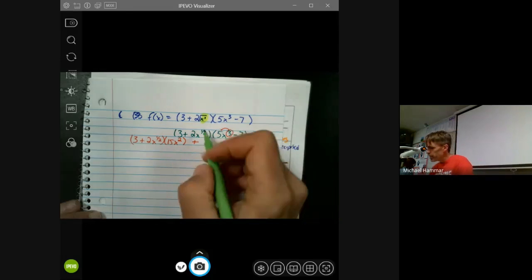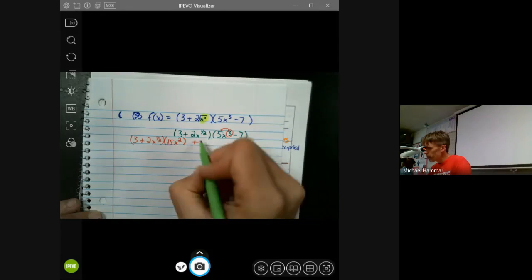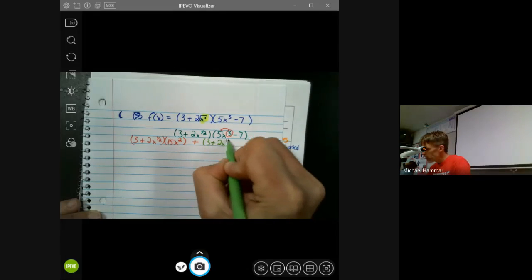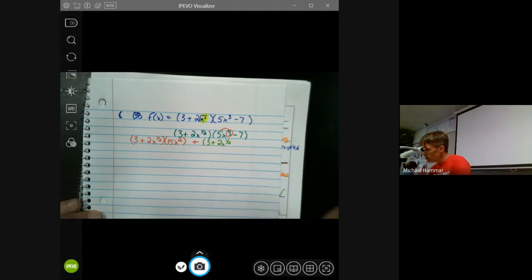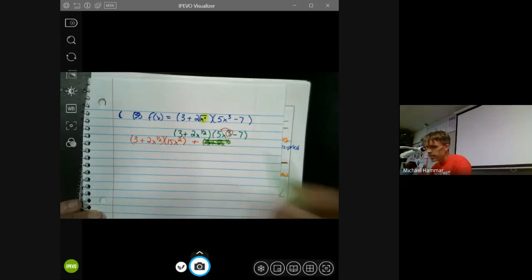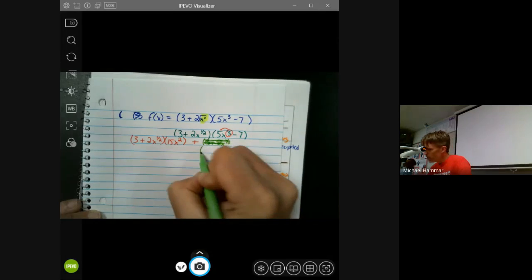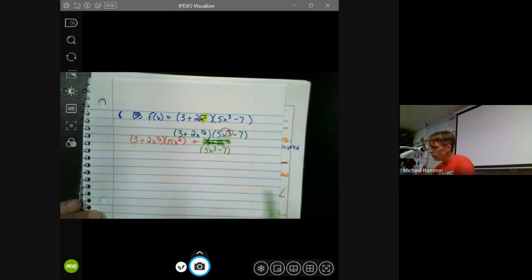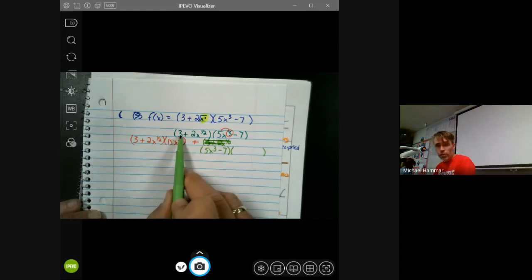Now, we have to do the second times the derivative of the first. So we're going to do 3 plus 2x to the 1/2. Oh, I just messed that up. Let's try this again. Because I said the second times the derivative of the first. So let's go 5x cubed minus 7. Now we need to take the derivative of this function. Okay, this part, the first part.